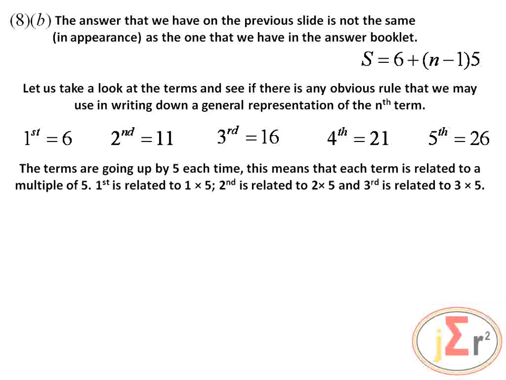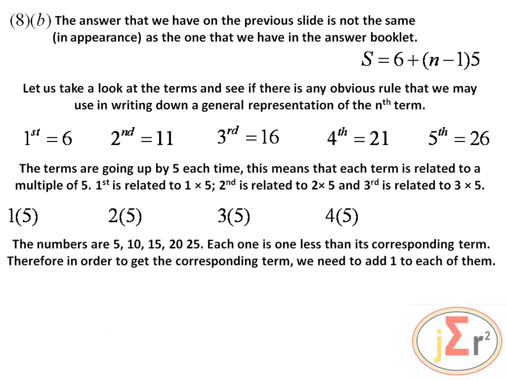So in any sequence where the terms are going up by a particular value, whether it is 18, 25 or 106, if it goes up by 106 each time, then it is related to a multiple of 106. This one is going up by 5 each time, so it is related to a multiple of 5. Right, so the 6 is related to a multiple of 5, the 11 is related to a multiple of 5, the 16 is related to a multiple of 5, the 4th, which is 21, is related to a multiple of 5. They are related to a multiple of 5 in the same way.